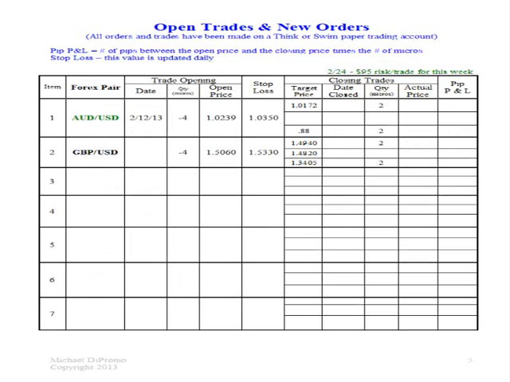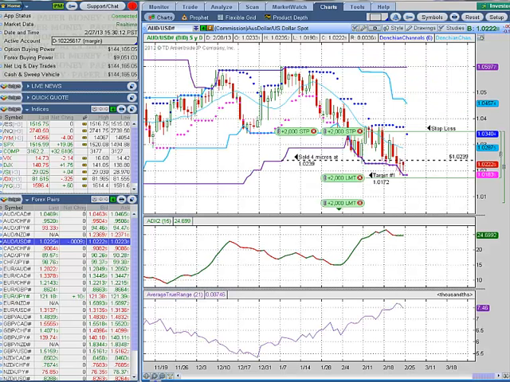For open trades, the Aussie US dollar trade remains open and we're short 4 micros. The stop loss has been moved to 1.0350. Here's the price chart for the Aussie US dollar.